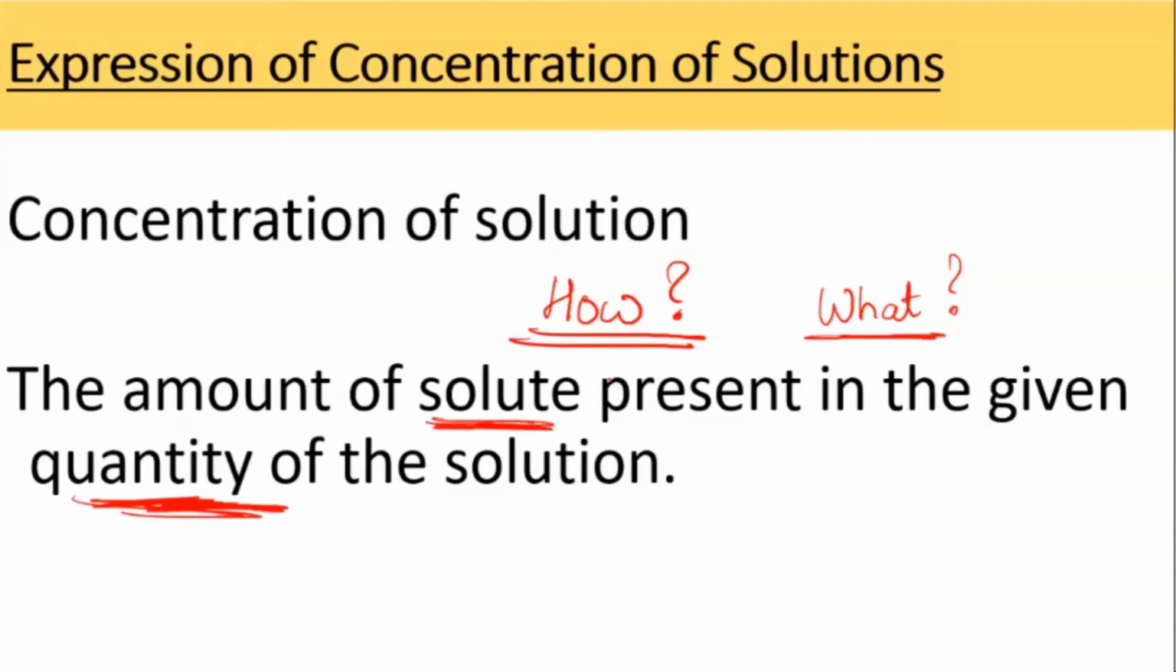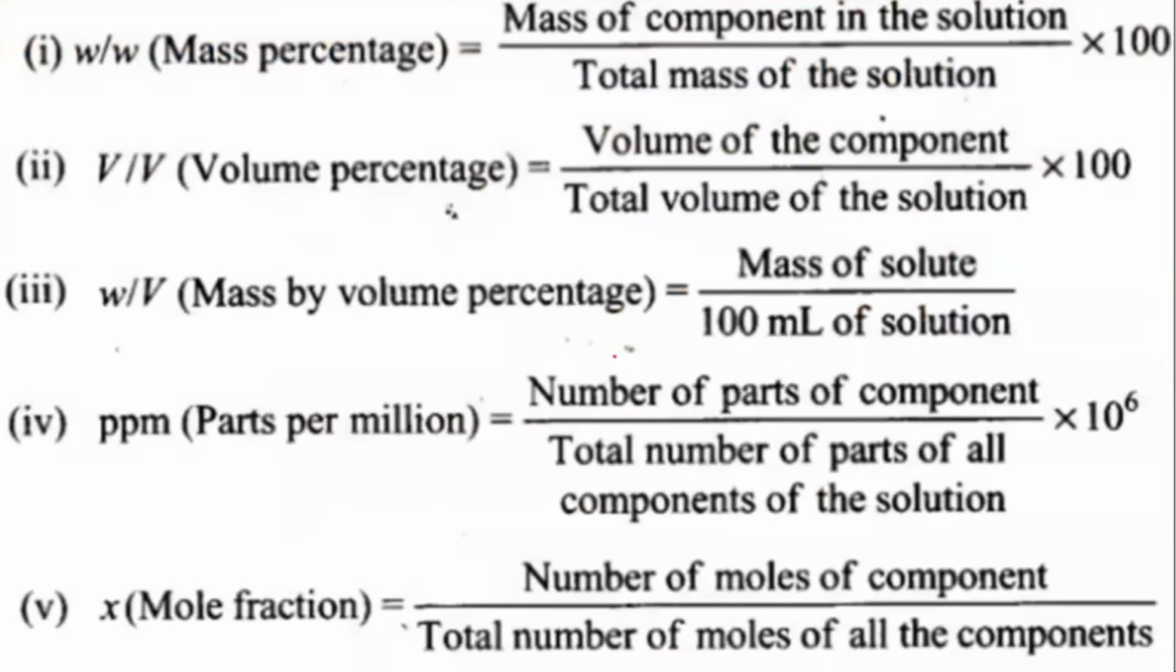So here we are talking about quantitative analysis, and you have seen there are different ways for us to express this concentration. One was mass percentage, then volume percentage, then mass by volume, parts per million, and the last one was mole fraction. So these are the five which we have already discussed. Now I'll go for the next one, that is molarity. The next expression for concentration is molarity.